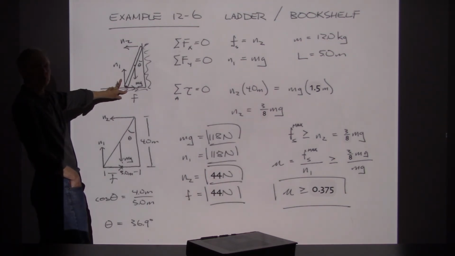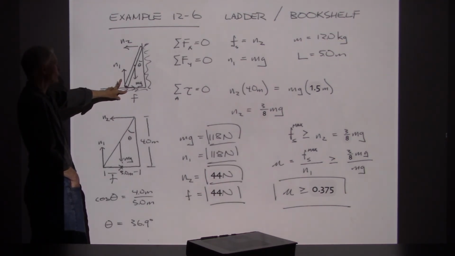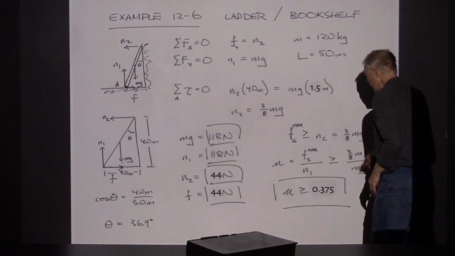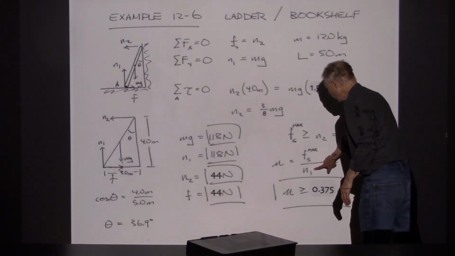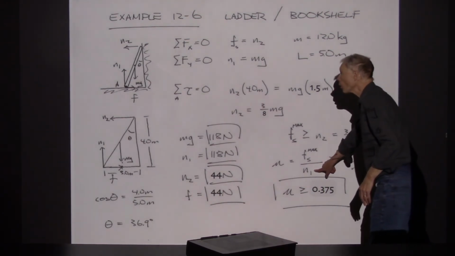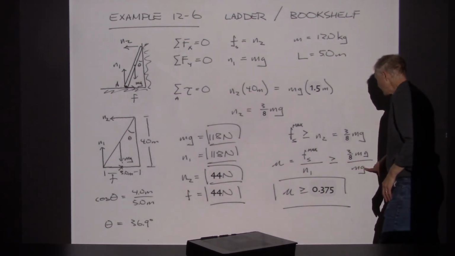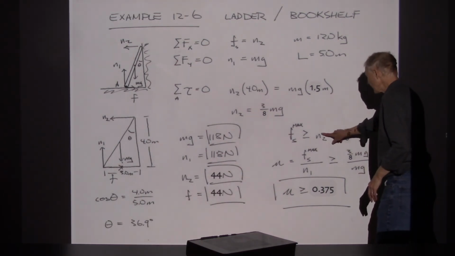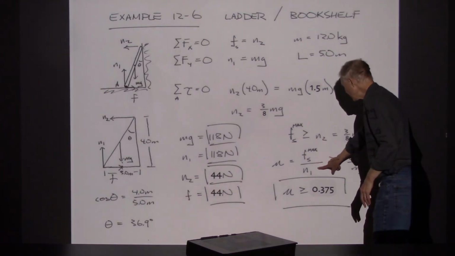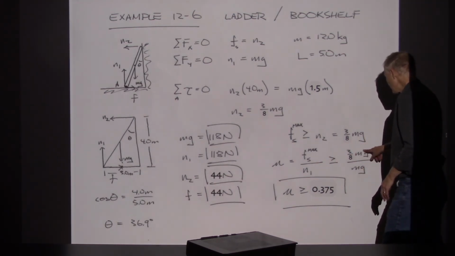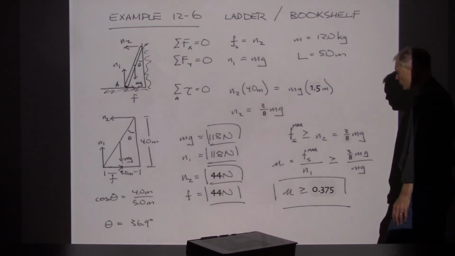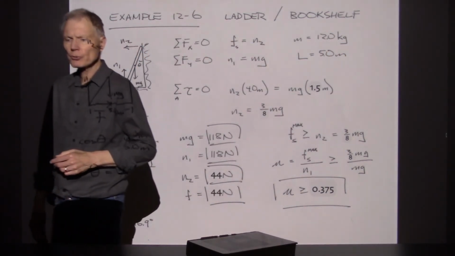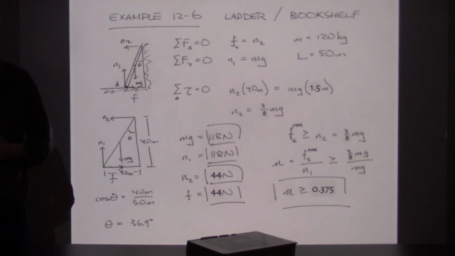It's been a while since we've looked at friction, maybe chapter 5, but we're coming back now and taking a look at this. So that needs to be F max over N1. N1 is equal to mg. F max needs to be greater than or equal to N2. So I can put this as N2 over N1. That's 3/8 mg over mg. The mu needs to be as large as 0.375. So I need a fairly good size coefficient of static friction to make sure this ladder does not slip.